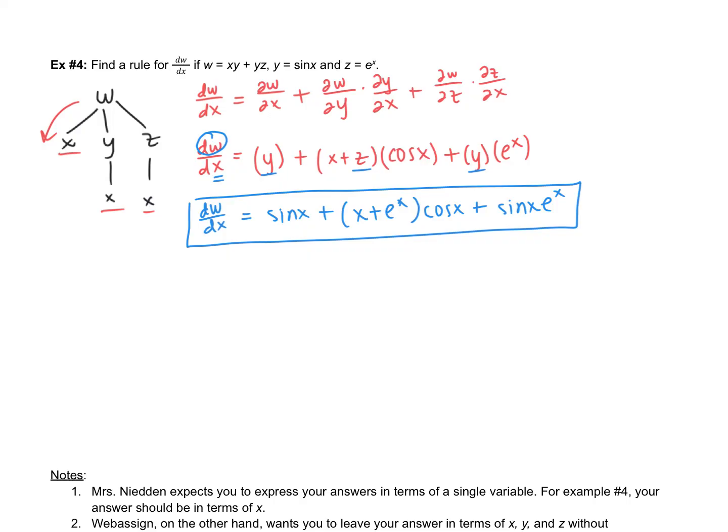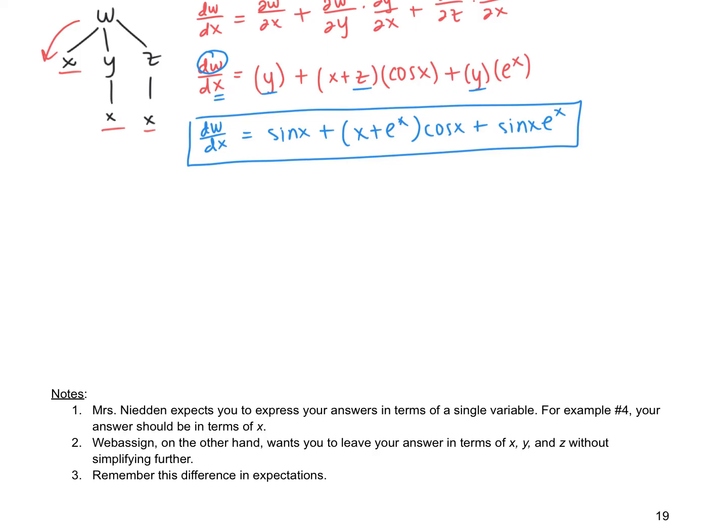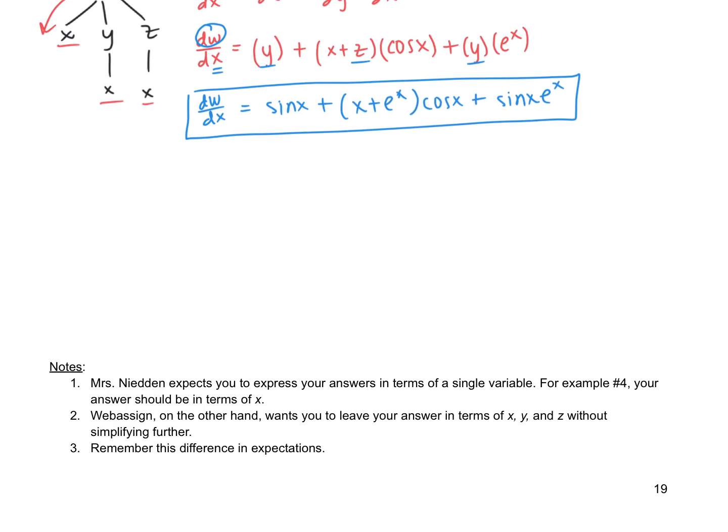Hopefully, if you tried that one on your own, it went well. So here are a few notes for you. I want you to express your answer in terms of a single variable, or like example 3, 2 variables. So in this example that we just did, everything was in terms of x. In the example before, everything was in terms of u and v.